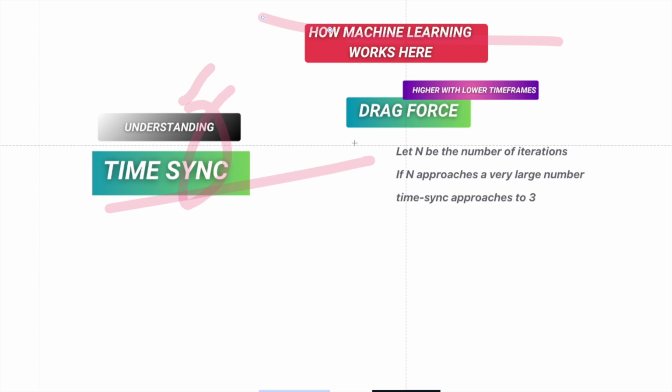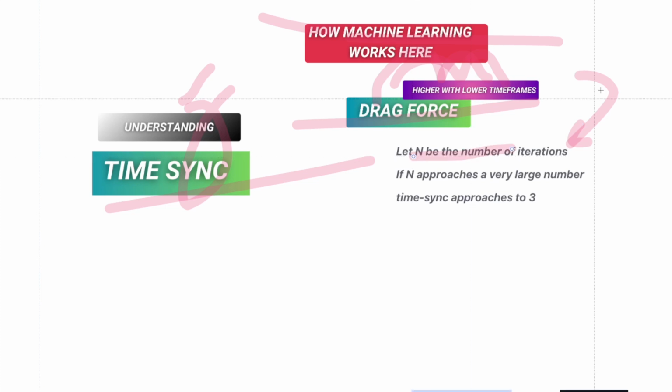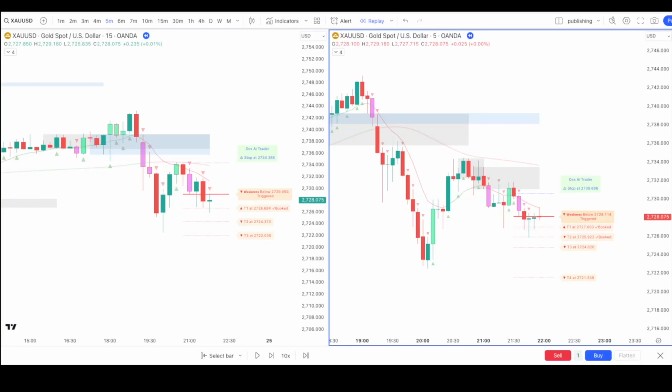So what we did, we calculated the drag force related to different time frames, as in the higher time frame, how much is it affecting the lower time frame. We reiterated the AI in a very drastic manner. Let's say we did n number of iterations for the AI, and we found that if n approaches a very large number, time sync approaches 3. Okay, so let's understand the time sync strategy.